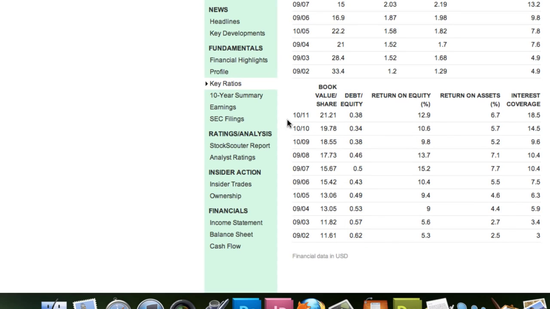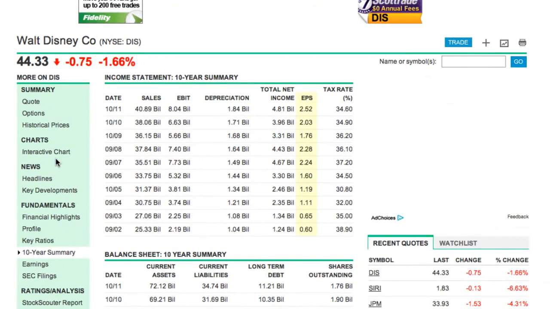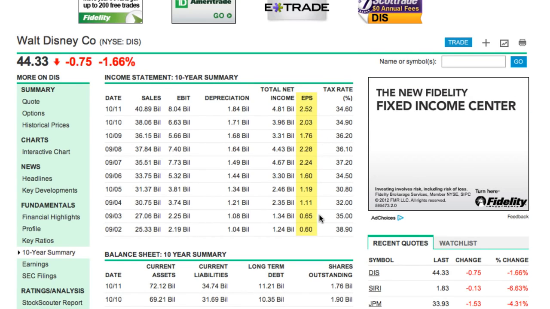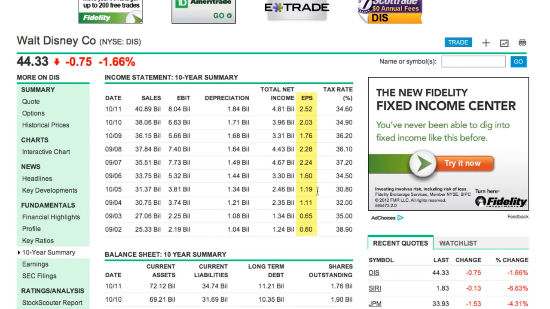Now, let's go over to look at the earnings. To do that, we click on the 10-year summary, and now we're going to look at the earnings per share. This is generally trending up. It started off at 60 cents 10 years ago, and now it's up to $2.50. It keeps increasing, and that's exactly what you want to see with your earnings. You always want to see your earnings increasing like that if possible. But at a minimum, if the earnings are consistent, let's say it was $2.50 for all 10 years, that's wonderful. When you see it growing, even better.